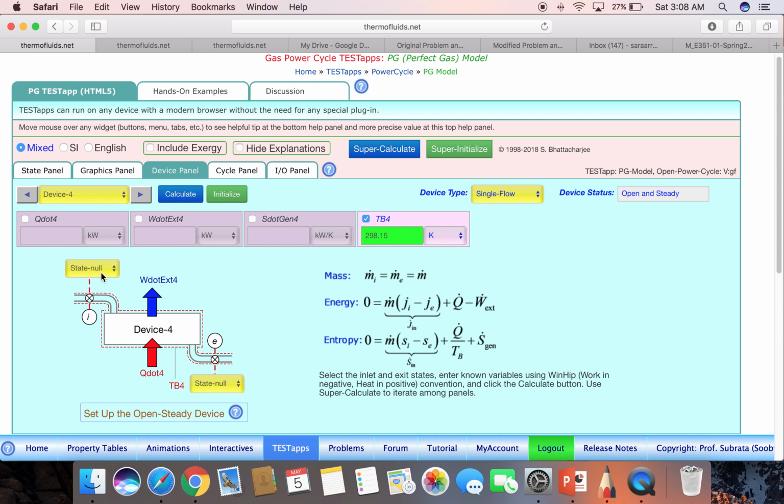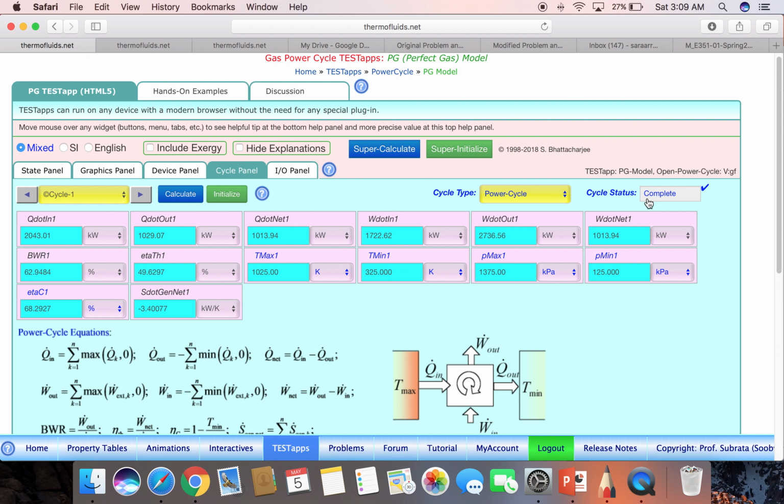Then we do our last heat exchanger, which is from state 4 to state 1. We know work is 0. We'll calculate that, and we see that is our heat out. We go to our cycle panel, and we're basically done with part 1. This tells us the net power output, which is approximately 1013 kilowatts, and here it tells us the thermal efficiency, which is 49.6%. So we have solved part 1.